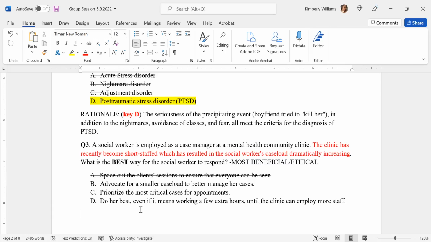Because see, I heard somebody say, oh, somebody just got stuck on one word, and y'all know in groups I don't let y'all get stuck on one word. Somebody is focused on just because it says prioritize, but it has five more words after that. So what do we really prioritize? And what does that mean? We prioritize the most critical cases for appointments.